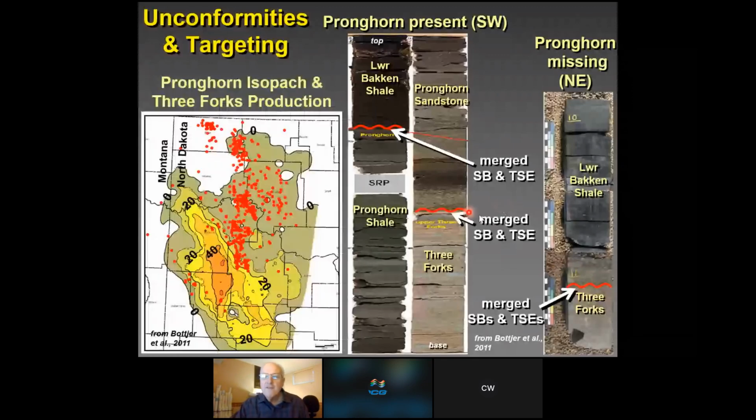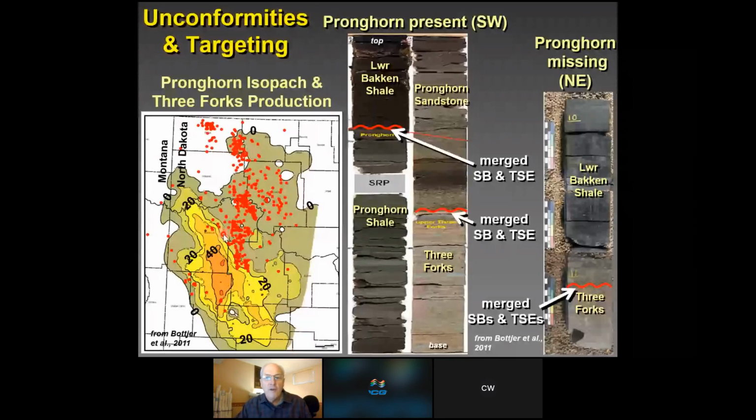So where you have the source rock close to or immediately on top of the Three Forks, the Three Forks is saturated with oil. That's where companies have drilled the Three Forks. These are Three Forks penetrations here in red. And look where the production has been. It's been where the Pronghorn, and this is overlaid on a Pronghorn isopach. The Three Forks production is where the Pronghorn is absent or thin, where it's less than 20 feet thick.